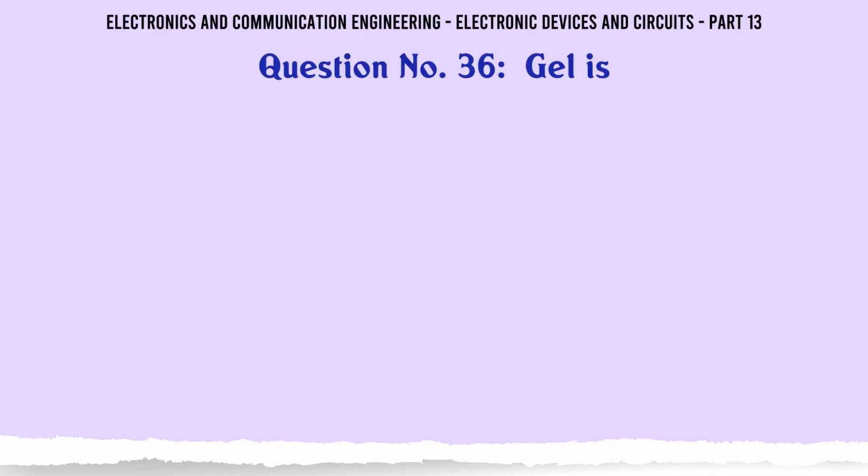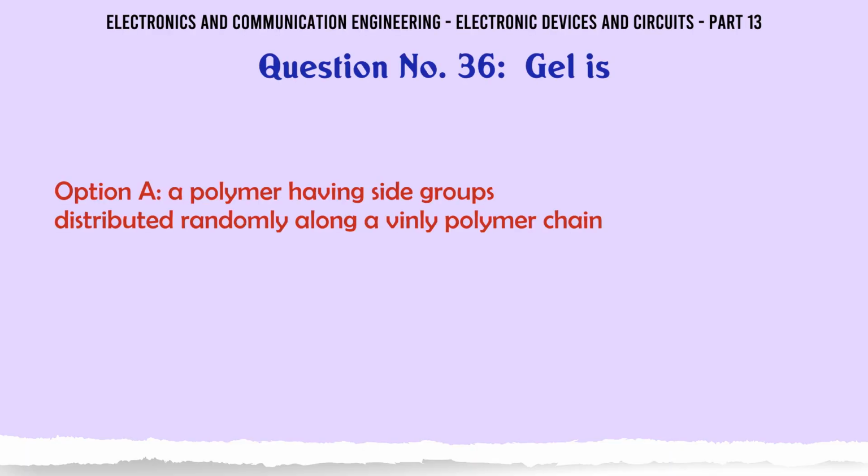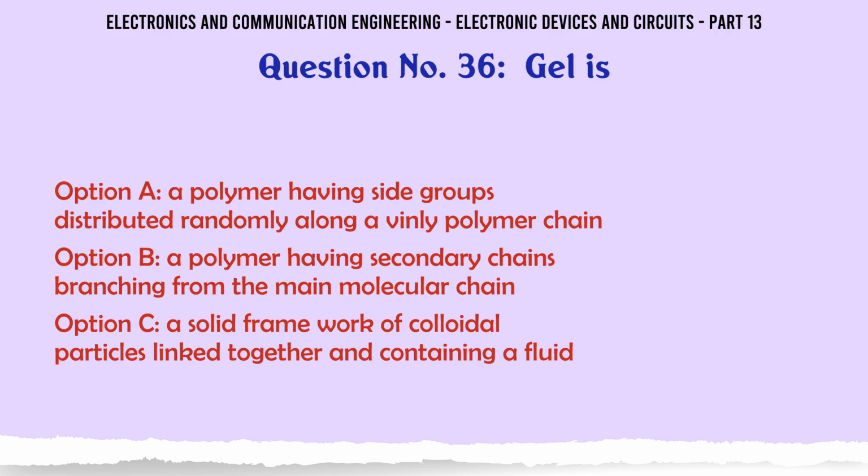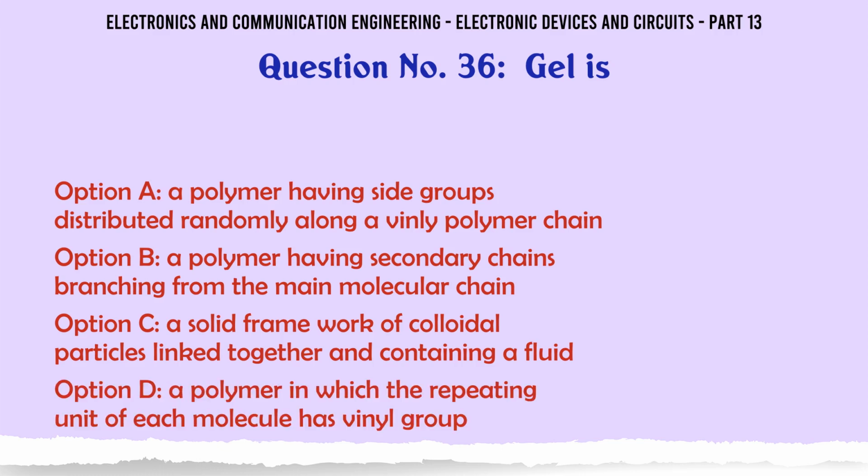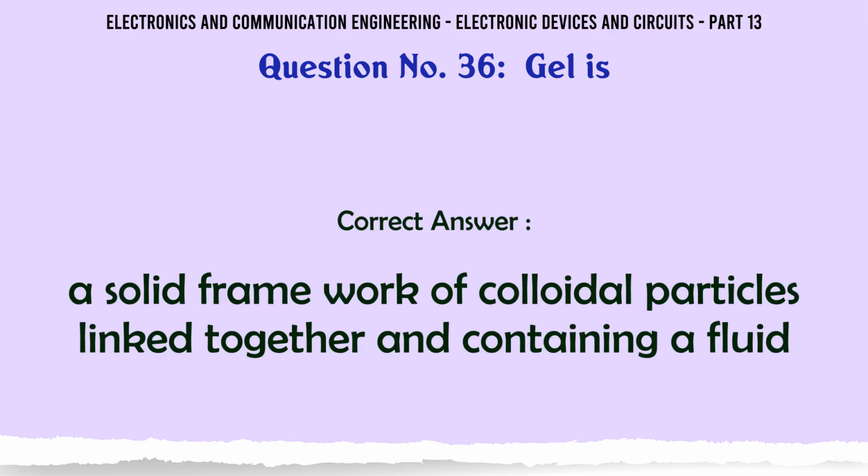Gel is A. A polymer having side groups distributed randomly along a vinyl polymer chain, B. A polymer having secondary chains branching from the main molecular chain, C. A solid framework of colloidal particles linked together and containing a fluid, D. A polymer in which the repeating unit of each molecule has a vinyl group. The correct answer is a solid framework of colloidal particles linked together and containing a fluid.